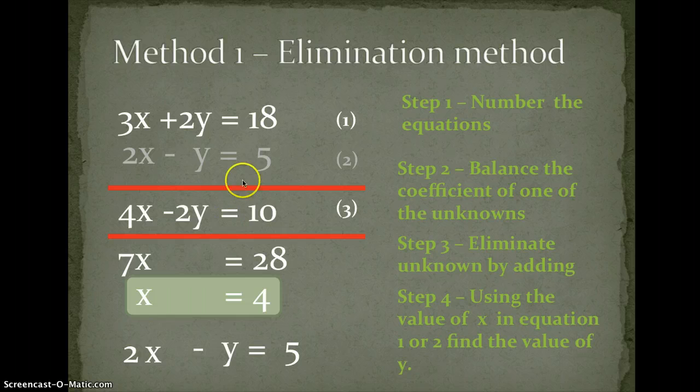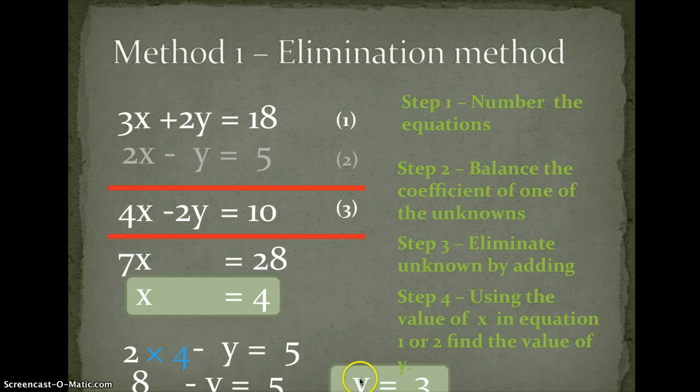I'm going to choose equation 2. So x will become 4, so this one will become 8. 8 minus y equals 5. Then subtract both sides by 8. I'll get -3. But by then, the y is negative, so I'm going to multiply both sides by a negative number. So I'll have y equals 3. So the solution is x is equal to 4 and y is equal to 3.